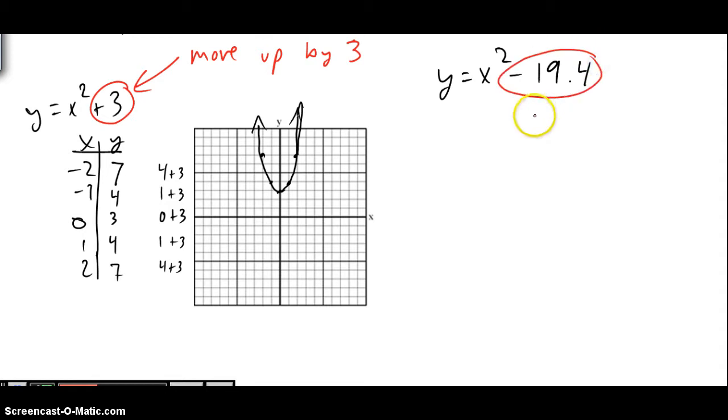Did you say that this makes it move down? 19.4, down because of the negative, right? That's all it means, okay? So that's what adding a number at the back really does, okay?